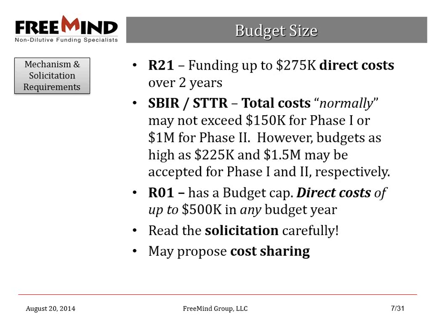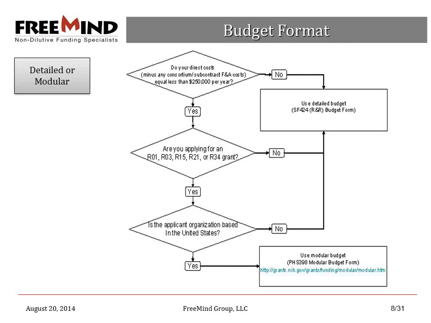Now, the NIH budget comes in two formats, modular or detailed. The modular budget format is simpler and more convenient. However, it can only be used in certain cases, which you can see clearly on the flow chart before you. When deciding which budget format to use, you need to ask yourself a series of questions, and if all of the answers are yes, then you must file a modular budget.